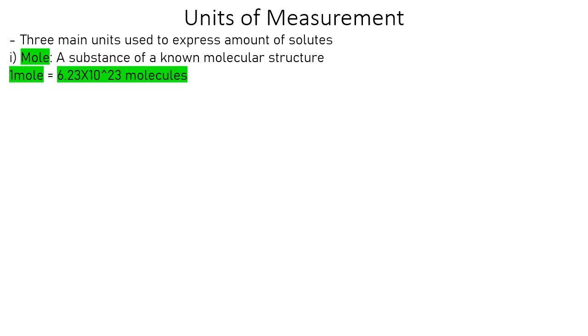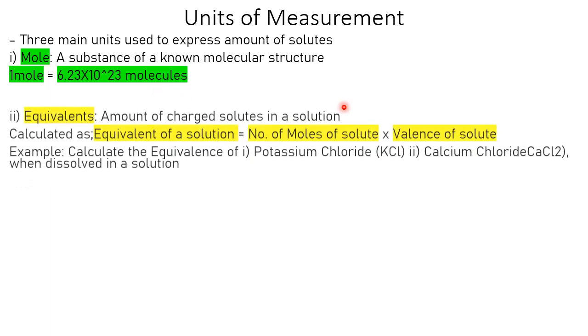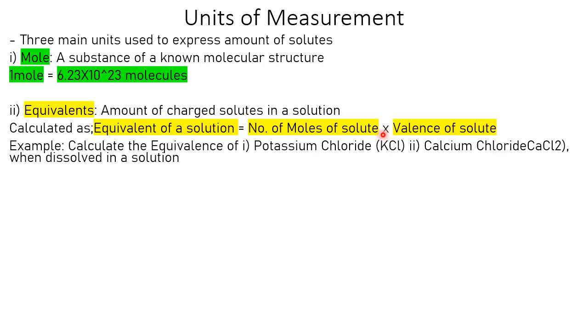Okay, so let's look at some units of measurement. You should know that we have three main units of measurement that we use to express amount of solids. The first one is a mole, which is a substance of a known molecular structure, and we know that 1 mole of a substance is equal to Avogadro's constant, which is 6.23 times 10 to the power 23 what? Molecules.